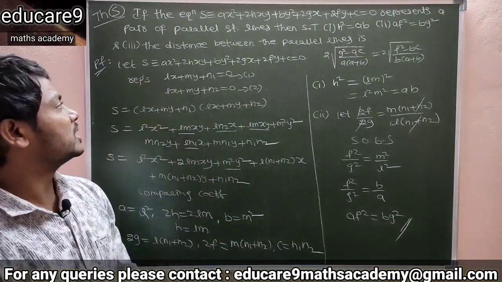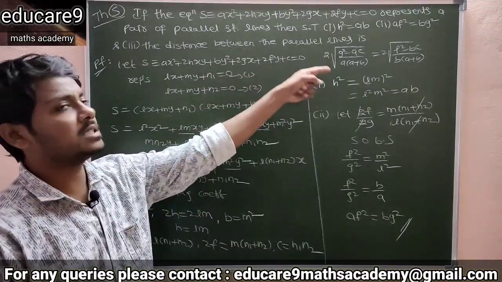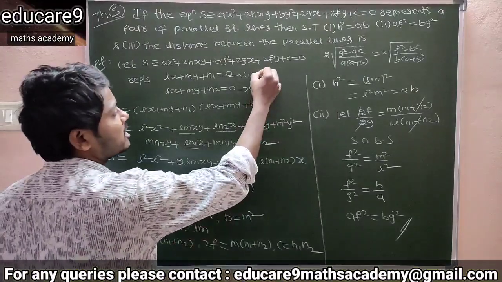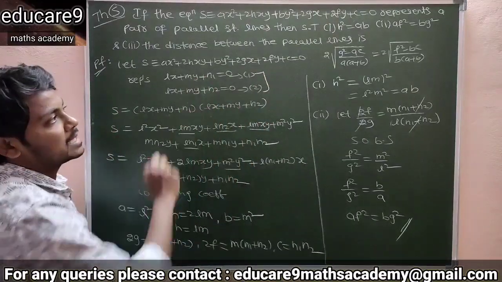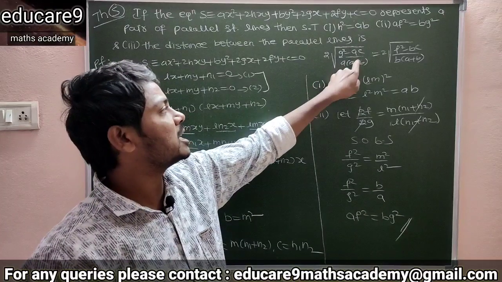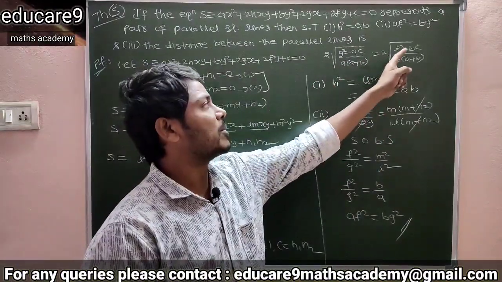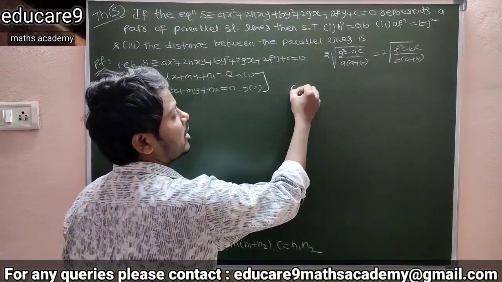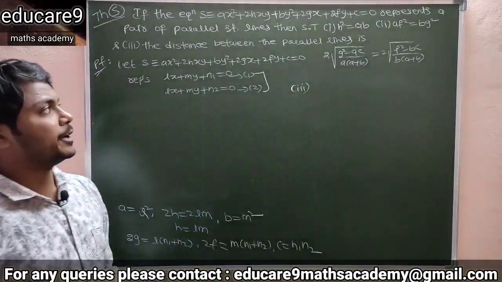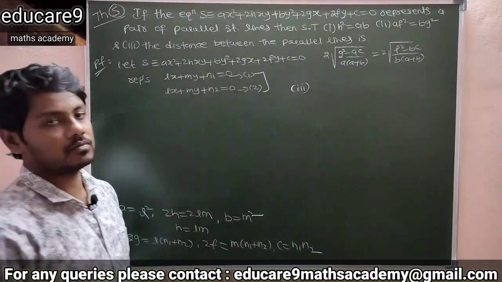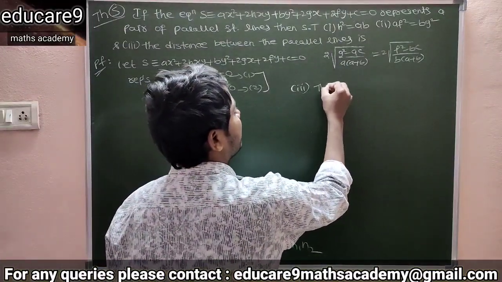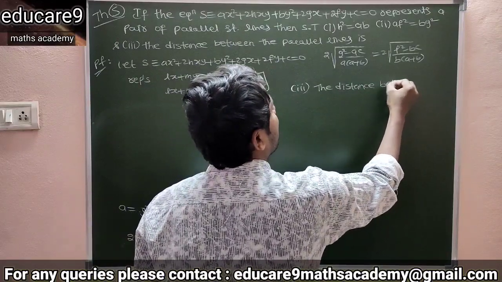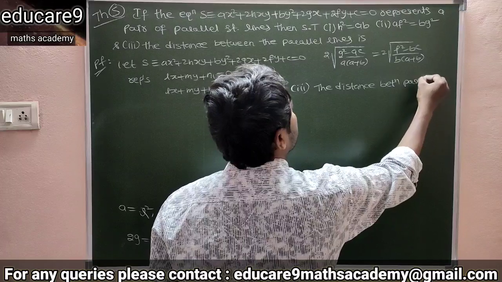Now see the third one. The distance between parallel lines is this one. So see here, you need to prove the distance between these two lines is 2√((g² − ac)/(a(a + b))), or 2√((f² − bc)/(b(a + b))). So see the third one. You need to find the distance between these two. So the distance between parallel lines form.